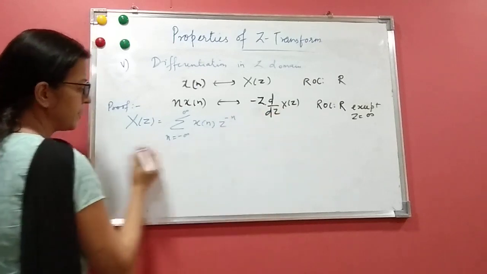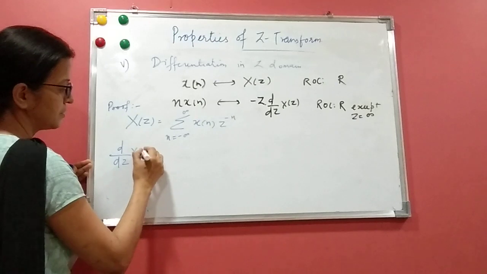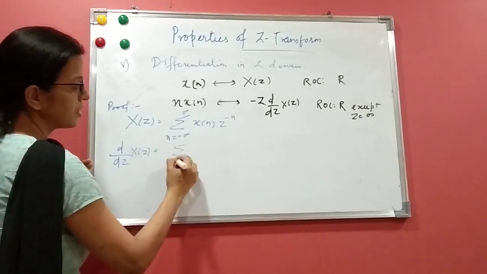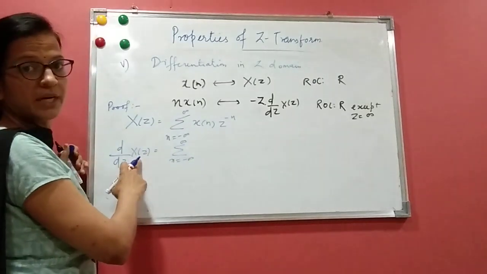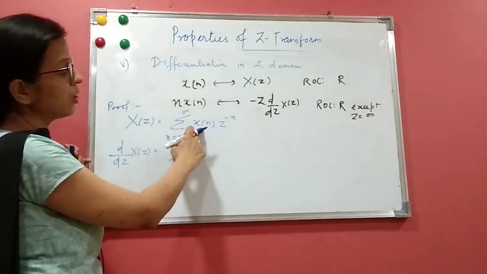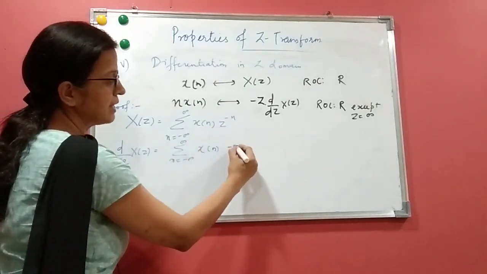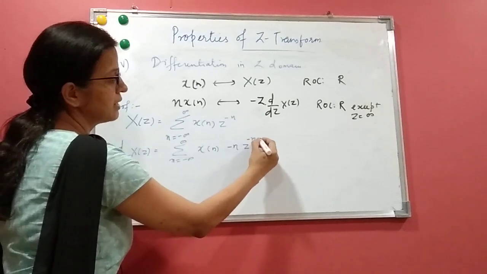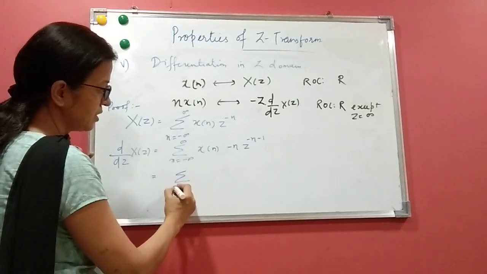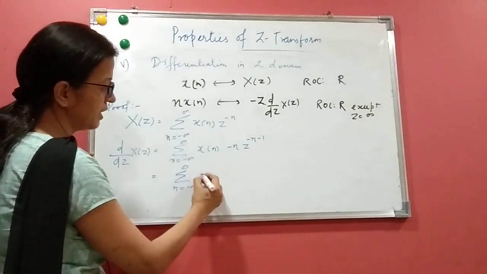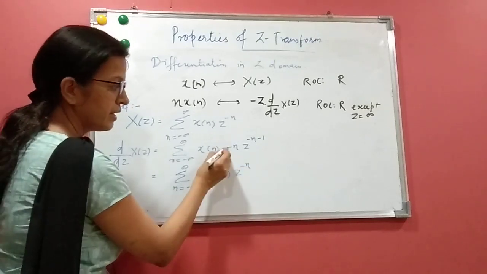What will be d by dz of x of z? We differentiate with respect to z on both sides. The x of n is depending on n, so it is constant. When you differentiate, the differential of z raised to minus n will be minus n z raised to minus n minus 1. So this equals the summation, n from minus infinity to infinity, of n x of n z raised to minus n.